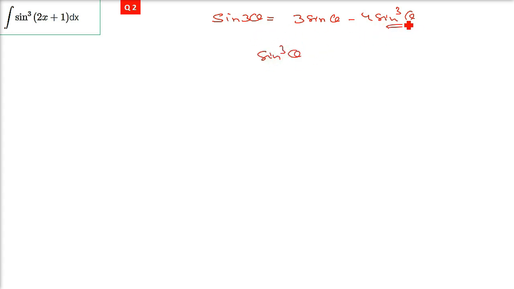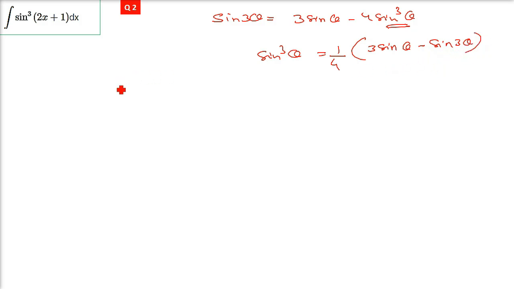So this sine cube theta can be written in terms of the other terms. How do we write it? Sine cube theta will become, just take 4 sine cube theta on one side and the others on the other side and divide by 4. That is how you can do it. If you remember it, you can just write it directly. Sine cube theta is equal to 1 by 4, 3 sine theta minus sine 3 theta.